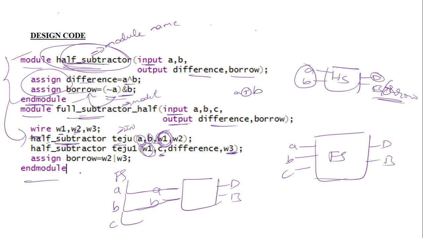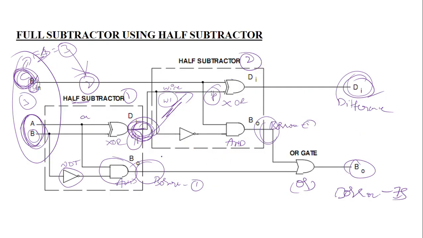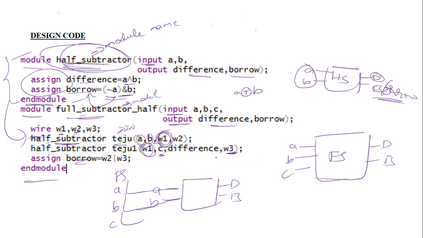Now, how do you get the final borrow? Here you can observe the borrow of the first AND gate and the second AND gate, meaning the borrow outputs of the first half subtractor and the second half subtractor are going to go to an OR operator. So here the borrows are w2 and w3. We simply OR them here using this. The OR operation is a single line. Using this operation we assign the borrow value to the borrow keyword. So end with endmodule. It is our design code.